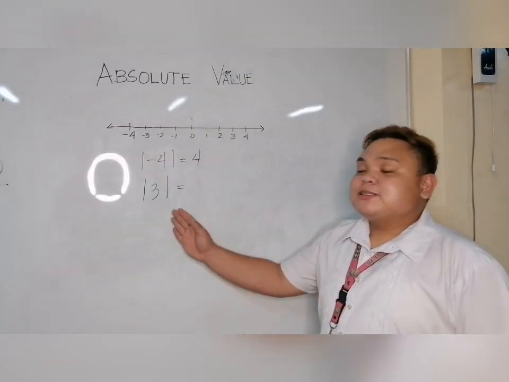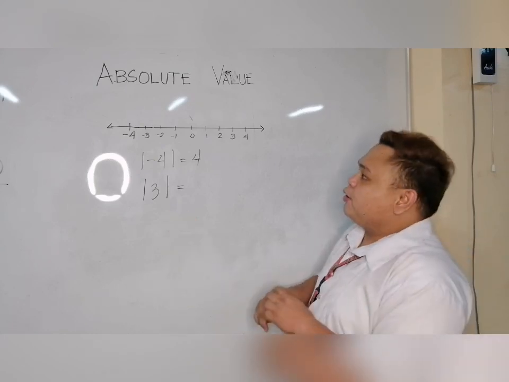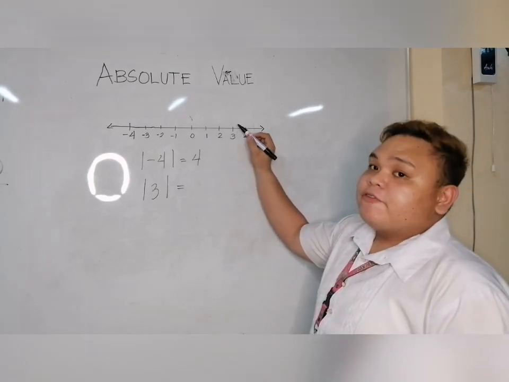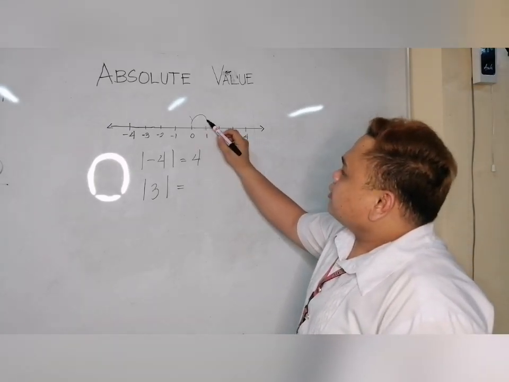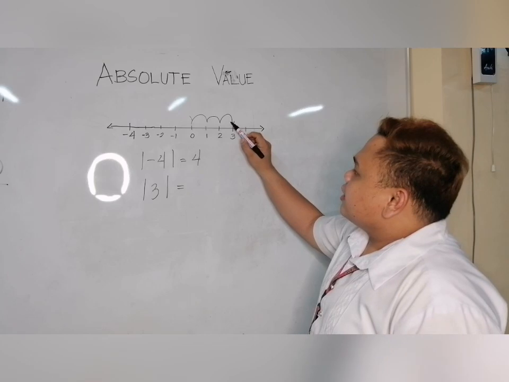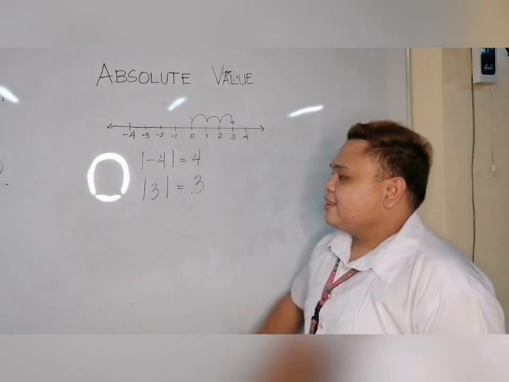Let's now have the absolute value of 3. Again, when we talk about absolute value, we're looking for the distance of 3 from 0 on the number line. So let's have here 1, 2, 3. Therefore, the absolute value of 3 is 3.